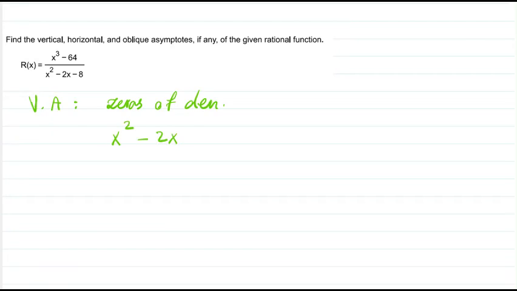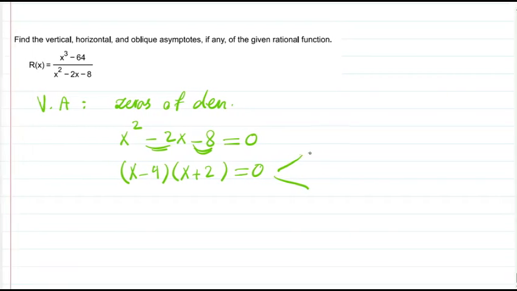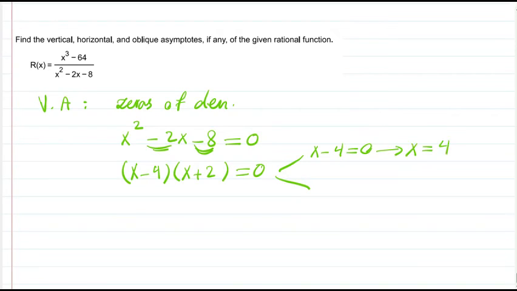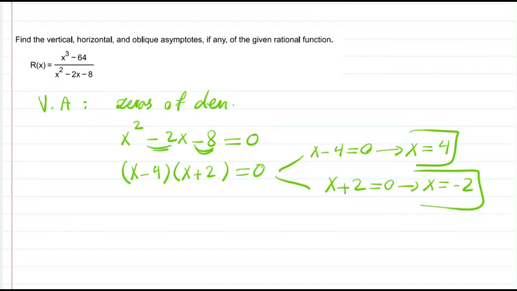It means that x squared minus 2x minus 8, you need to set it to 0 and solve this equation. We can factor this equation to x minus 4 times x plus 2, because -4 times 2 is -8, and -4 plus 2 is -2. So x minus 4 can be 0, and x is 4. x plus 2 can be 0, and x is -2. These two numbers are vertical asymptotes for the function. So x equals 4 and x equals -2 are vertical asymptotes for the function.